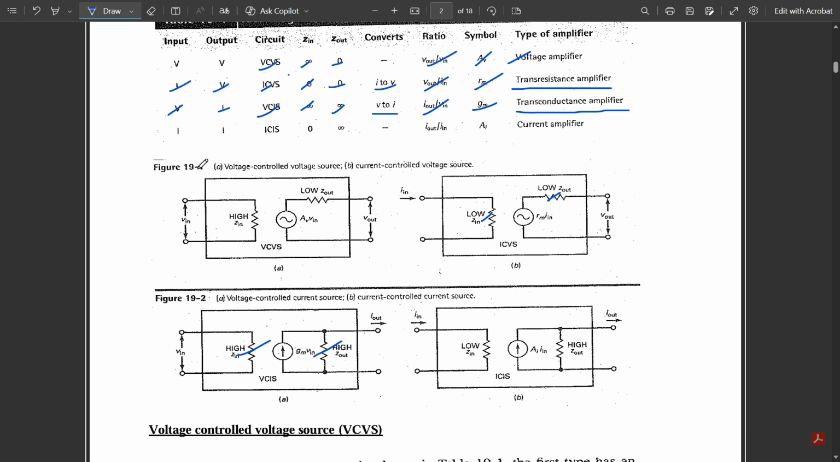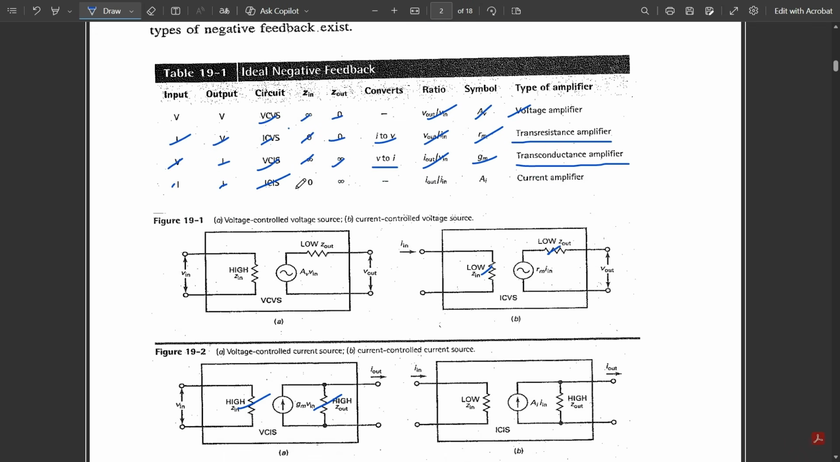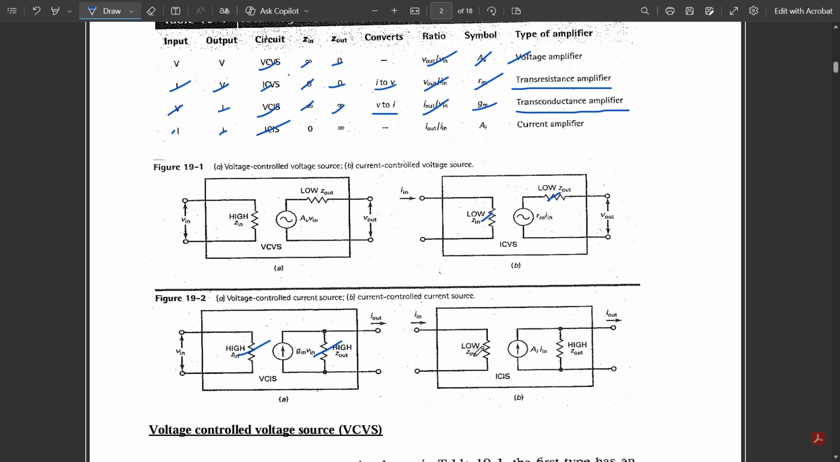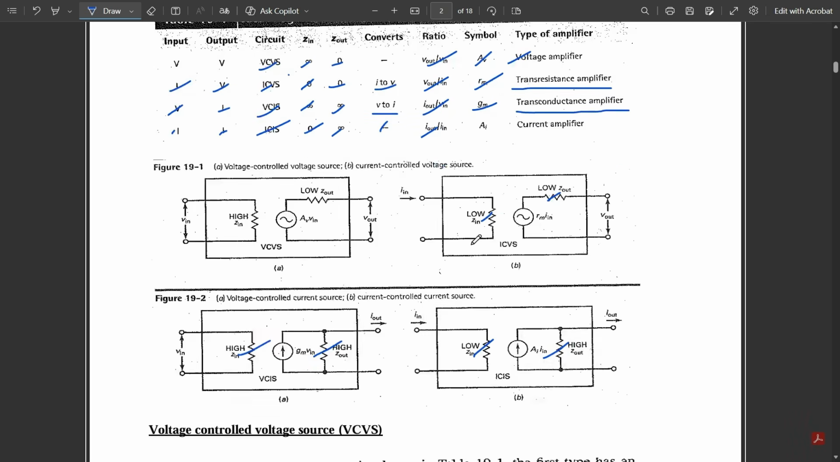Finally, when the input and output are both currents, it is called the ICIS amplifier, the current controlled current source amplifier. Here we have low input impedance and high output impedance, so Z in is zero and Z out is infinity. It won't be converting anything because both the input and output are currents, and the ratio is I out by I in.